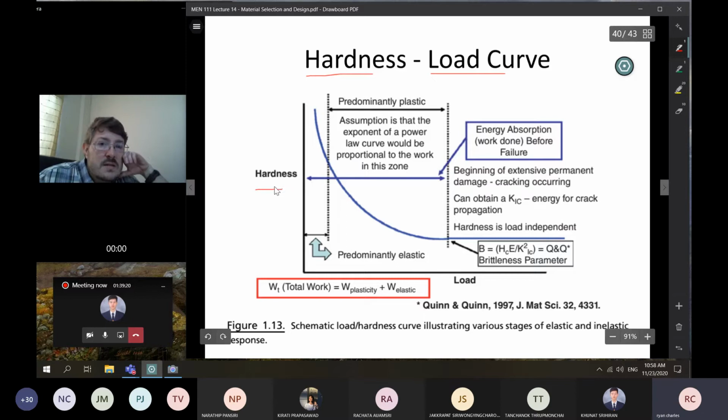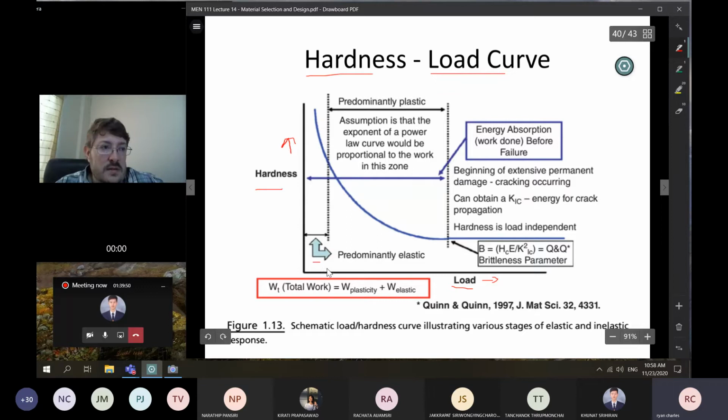That hardness, it's a function of how hard you push. When you have a very low load, so that's increasing that way, the hardness a material has looks very, very high. But as you increase the load, the hardness comes down. And so you see this hardness load curve or indentation size effect.